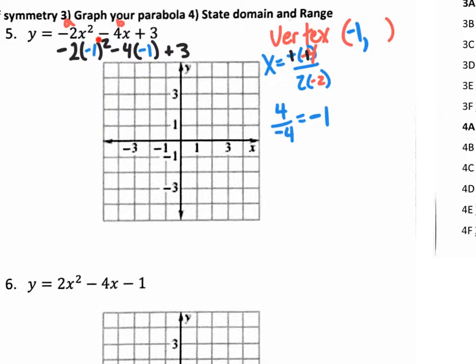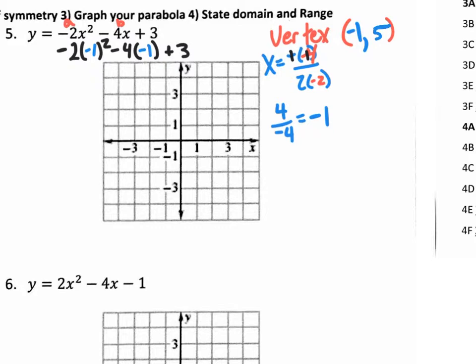That's positive 1, right? And then what's positive 1 times negative 2? That's negative 2. Does that make sense? So this is negative 2. And over here, negative 4 times negative 1 is positive 4. So you have a negative 2 plus 4. What's negative 2 plus 4? That's 2. And what's 2 plus 3? 5. So when I plug in a negative 1, I get out a 5.